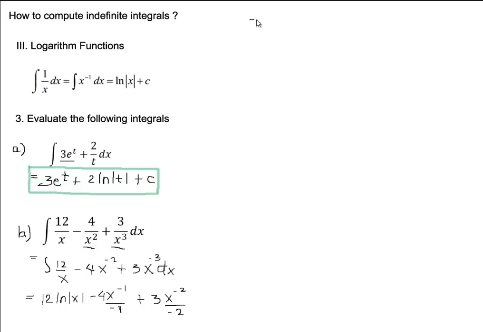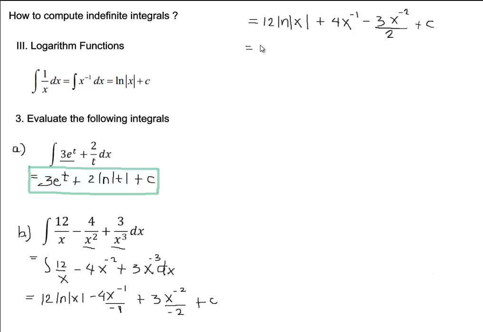Okay, simplifying, this is equal to 12 ln of absolute value of x. So negative, negative will become positive 4x raised to negative 1. Positive, negative, so it will become negative 3x squared over 2, plus c.